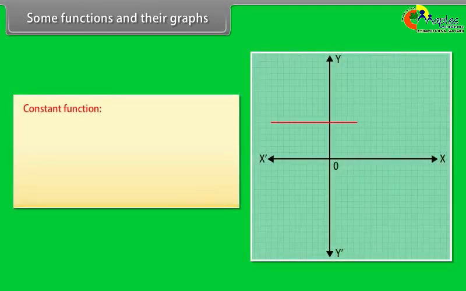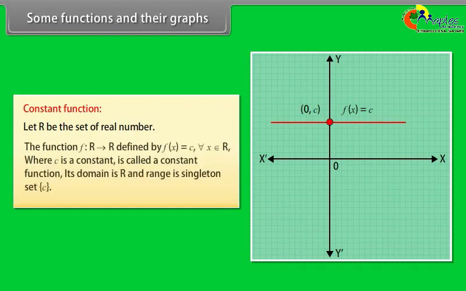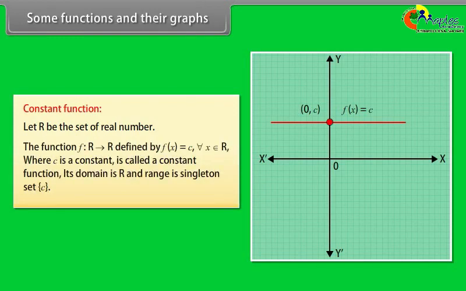Constant function. Let R be the set of real numbers. f is a function from R to R defined by f(x) = c for each x belonging to R, where c is a constant, and is called a constant function. Its domain is R and range is the singleton set {c}.